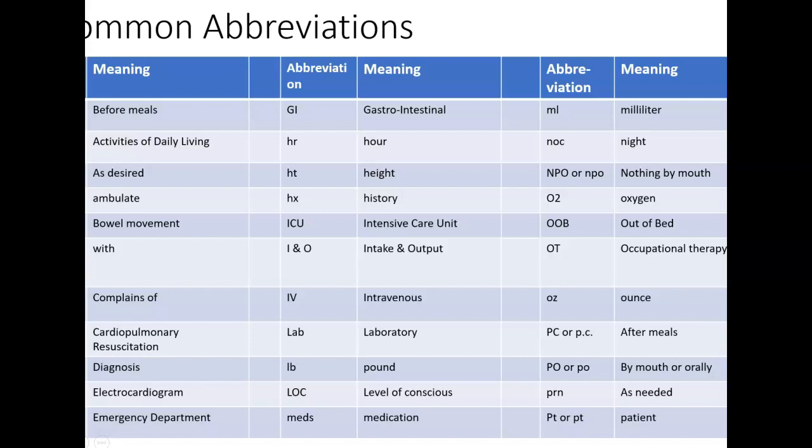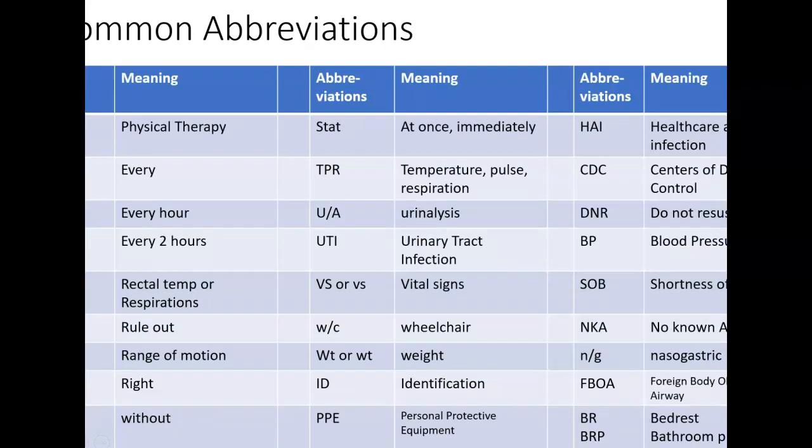PT, so large P, little t, or small p, little t is patient, where when you have a big P and a big T, it tends to mean physical therapy. A Q stands for every, so QH would be every hour, or Q2H would be every 2 hours. An R stands for rectal temp, or it can stand for respirations. R/O is rule out. ROM is range of motion. RT is right. S with a line over it is without. The term stat is at once or immediately, like you will do it right now.